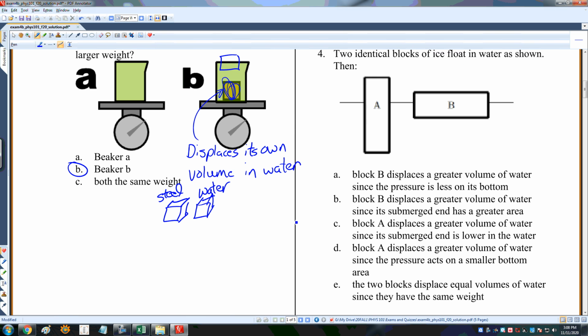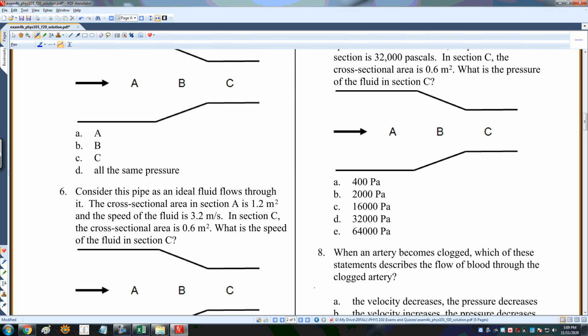Two blocks of ice float in water as shown. And what's important is that they're identical blocks of ice. So that means that they have the same mass. So in each of these, my weight will be the same. And in each of them, since they're floating, the buoyant force will equal the weight. So it doesn't matter that they're oriented differently. The amount of volume that is submerged will be the same in both. So E is the right answer.